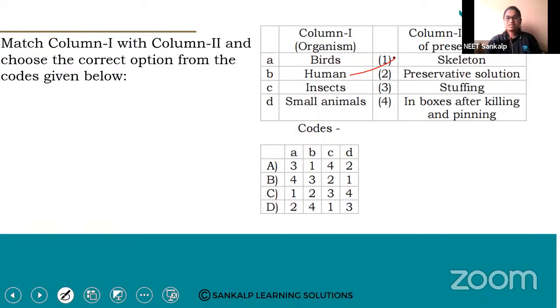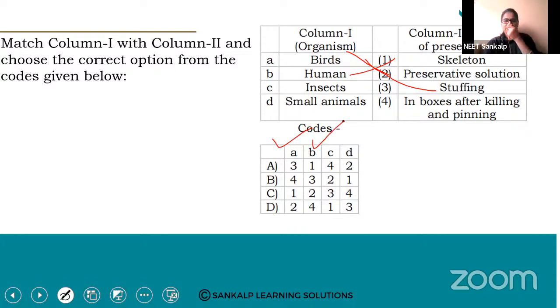Next, birds. What do they usually do with birds? Whatever muscles or flesh are there will be cleaned and stuffing will be put in. You may have seen birds in your college lab. They put cotton in the stuffing so that the structure stays the same. They keep an owl, a great hornbill, no? So birds will be preserved by stuffing. So birds 3. A is 3, B is 1.